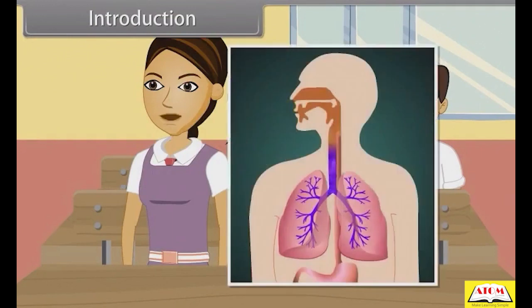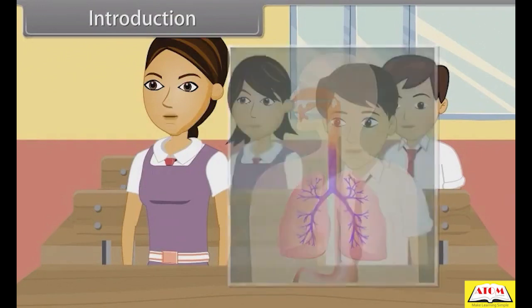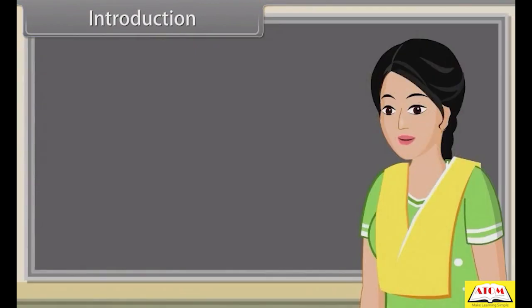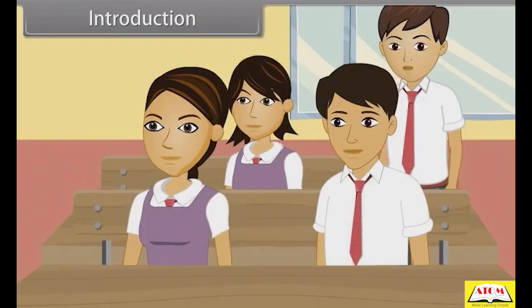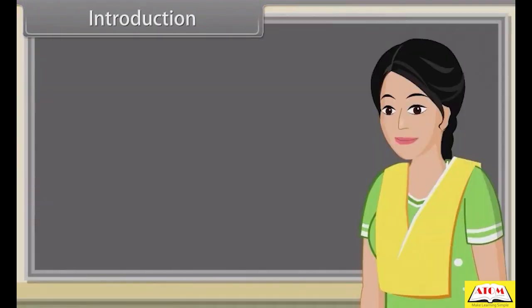And what are the respiratory organs in humans? Ma'am, humans have lungs which help them to exchange gases with environment. Very good, Rekha. And what are the respiratory system disorders? We don't know, ma'am. Fine. Now I will tell you the whole process of respiration and its disorders. In this lesson, you will learn breathing and exchange of gases.